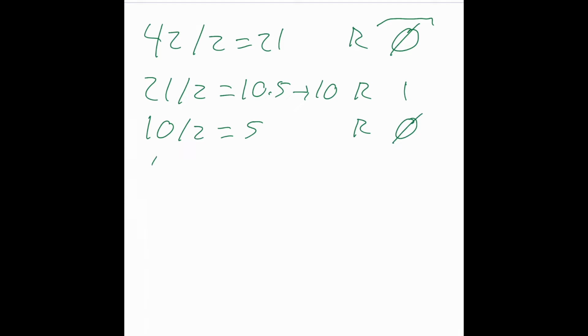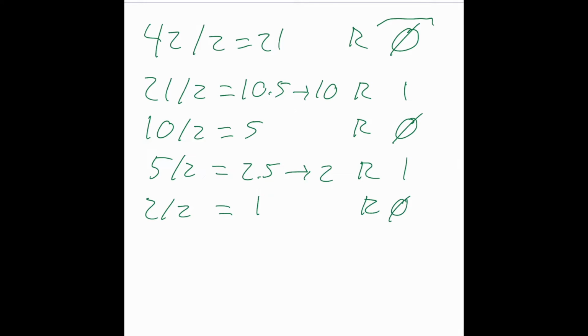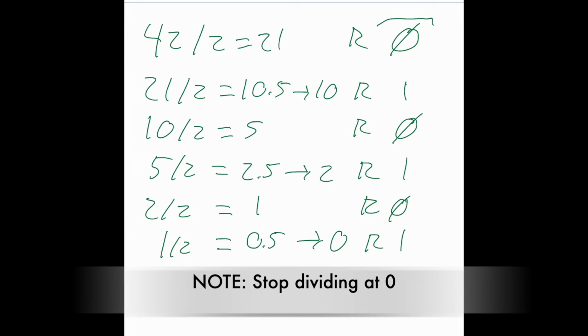say no remainder. We'll take 5, divide that by 2, we get 2.5, which we'll say is 2 with a remainder. Take 2, divide by 2, we get 1, no remainder. Take 1 divided by 2, we get 0.5, which we'll say is 0 with a remainder.